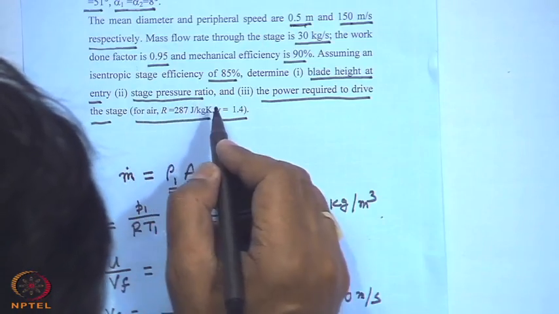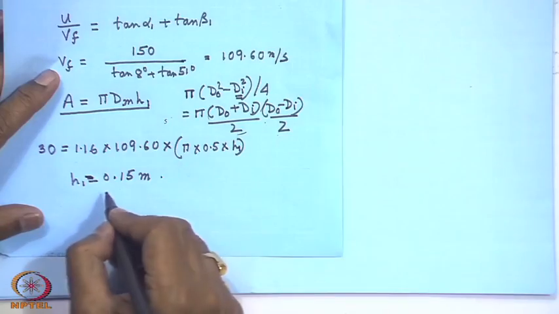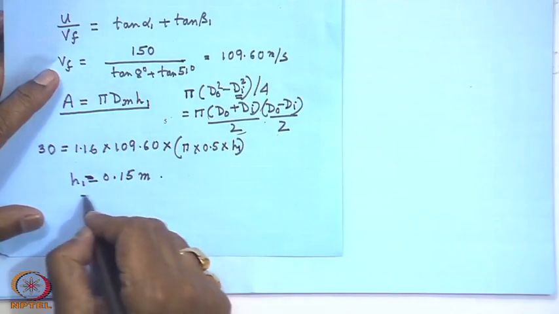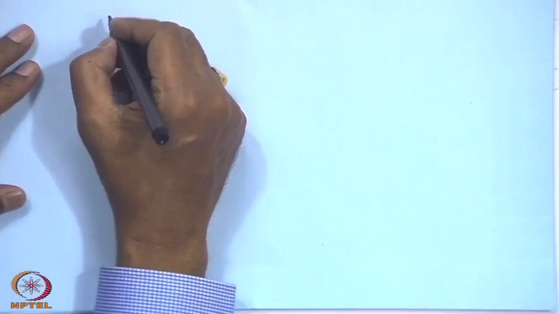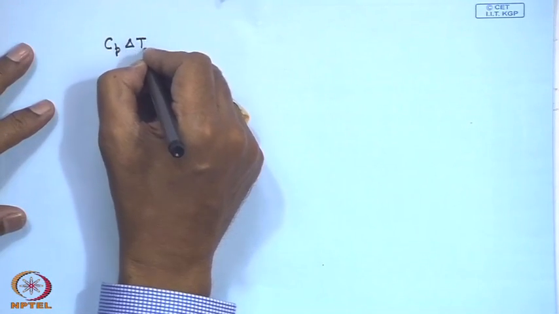How to find out the stage pressure ratio? Stage pressure ratio is simple to find out. What you have to do is find out the static temperature, the stagnation temperature ratio or the stagnation temperature difference. Otherwise, you cannot find out the static pressure ratio. So h1 is known.